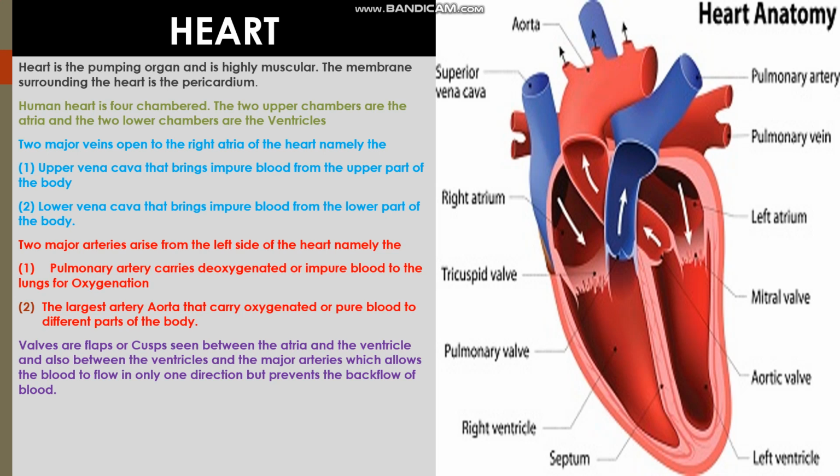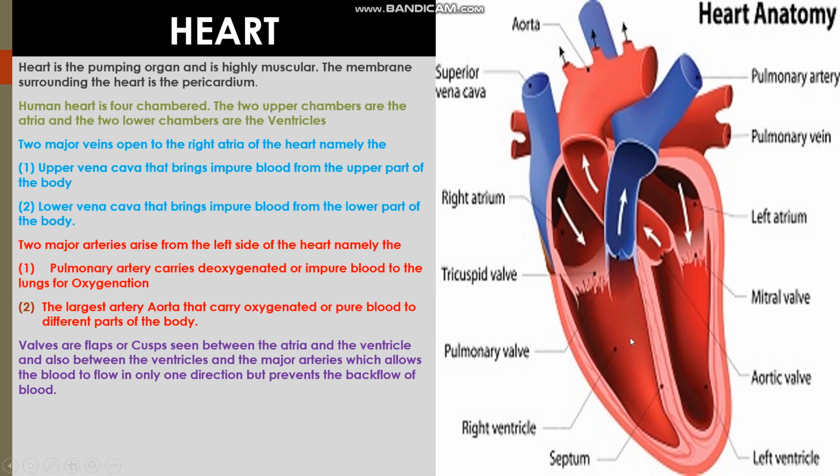You know that heart is a pumping organ and it is highly muscular. The heart is surrounded by a membrane called pericardium. Human heart is four-chambered, consisting of two upper chambers or the atria and two lower chambers or the ventricles. Atria will only receive blood whereas ventricles will pump blood. This is the reason why the wall of the ventricles are thicker than the wall of the atria.